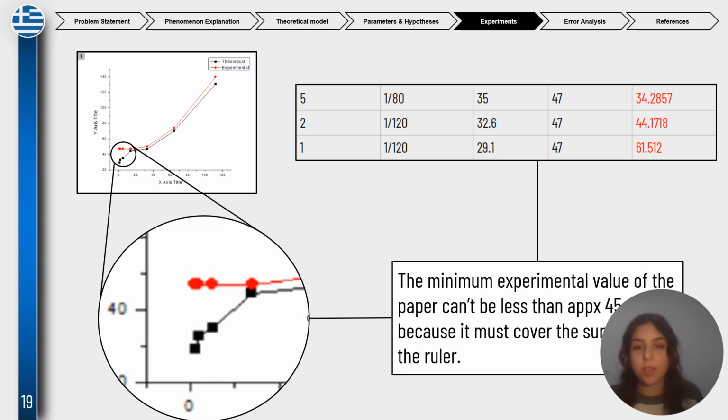I think this makes sense because if the paper does not cover the surface area of the ruler, the phenomenon cannot proceed any further. So because the ball masses here were very little and the theoretical model found values that were less than the actual surface area of the ruler, we were not able to obtain correct results from experimentation. And this is why we have a divergence here on the graph on the left.